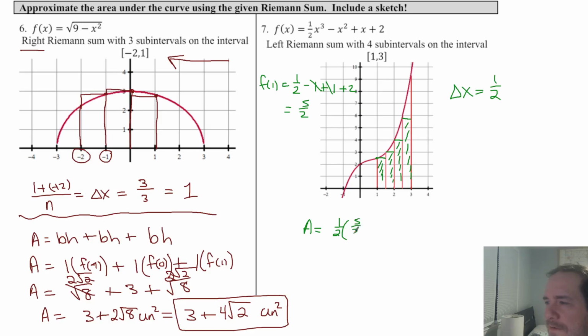So 1/2, 5/2. Then the next rectangle still has a base of 1/2. And its height is, well, it sure looks like 3, but let's do the math on it again. We want 1.5. You know what? Maybe let's not do that math. Or let's just get our handy dandy calculator.